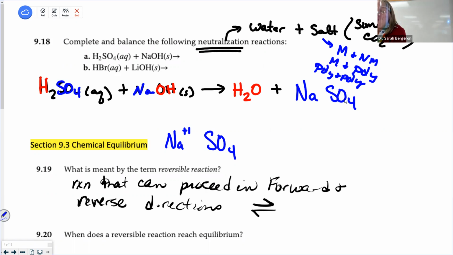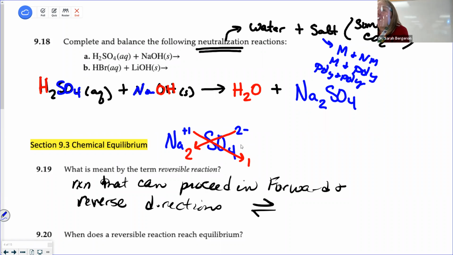So what's the charge on SO4? 2-. So all I have to do is cross them to get my formula. If I have a 1, I don't write my 1. I just write the 2. So I would write Na2SO4. So I'm going to put that 2 in, Na2SO4. Am I balanced? I'm not balanced.